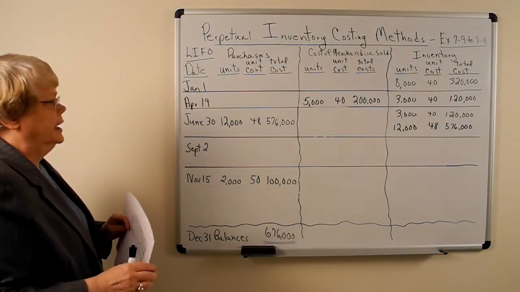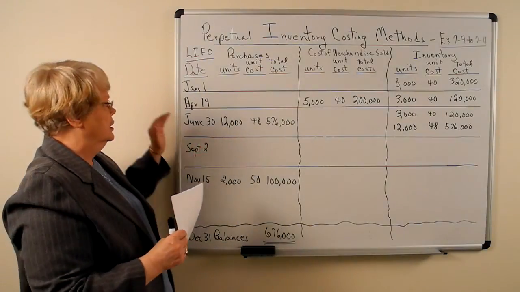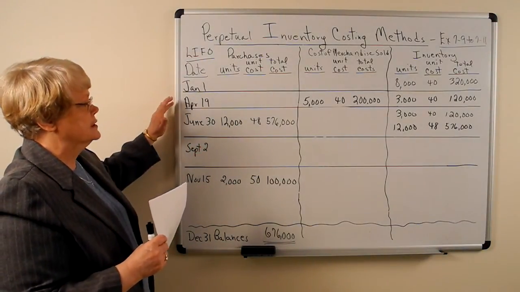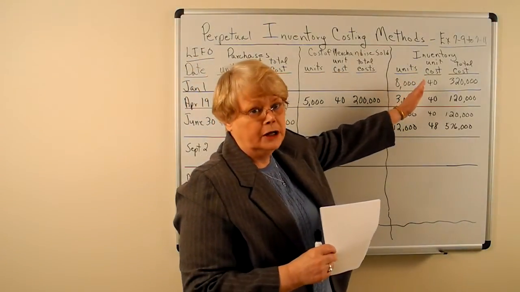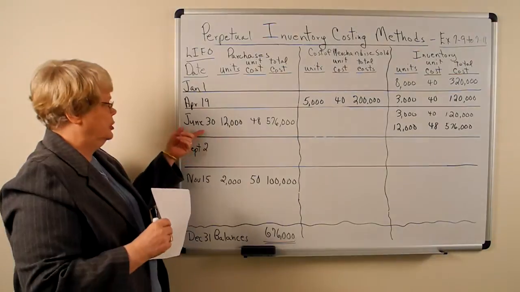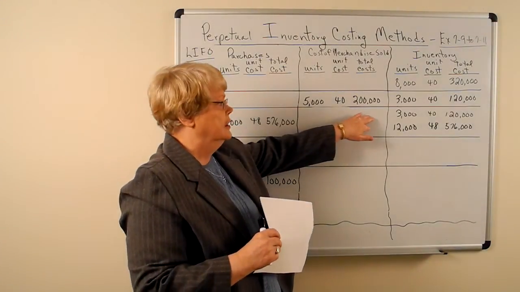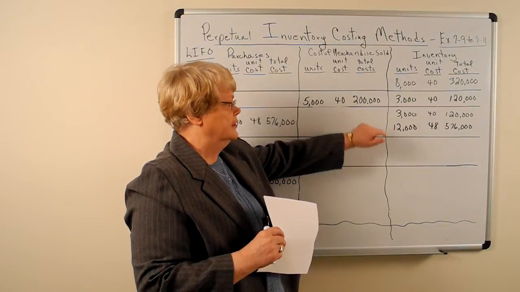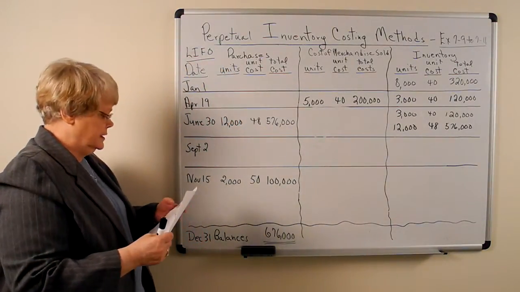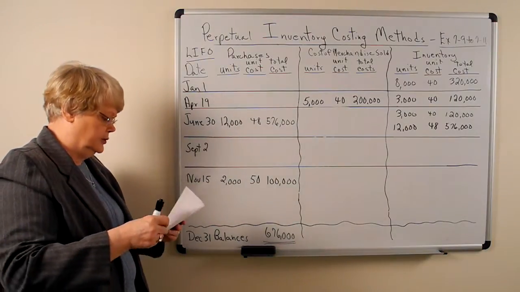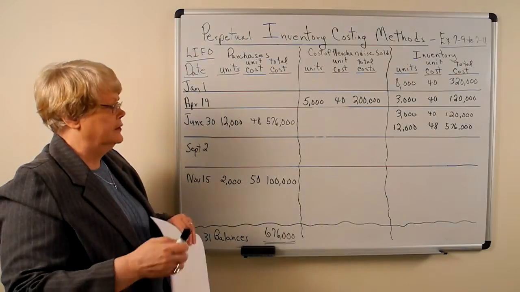Okay, so we began on January the 1st with 8,000 units at 40 per unit. We sold 5,000 units, so we have 3,000 units at 40. The price has not changed. Then we have the purchase on June the 30th at 48, so now we have two layers, 3,000 at 40 and 12,000 at 48. Now, on September the 2nd, let me go to LIFO here, we actually sold 9,000 units.